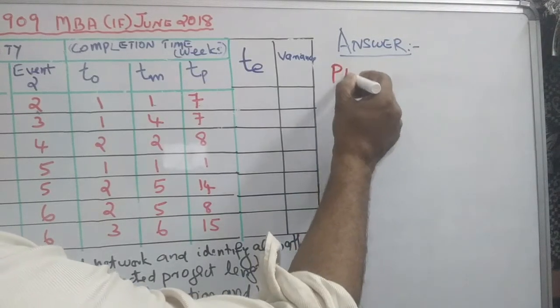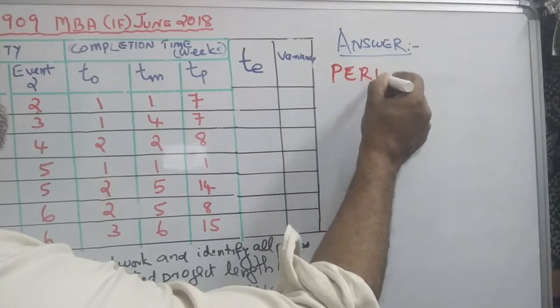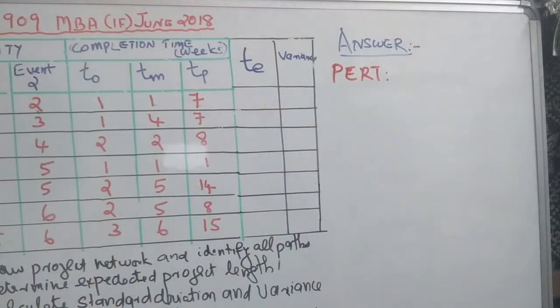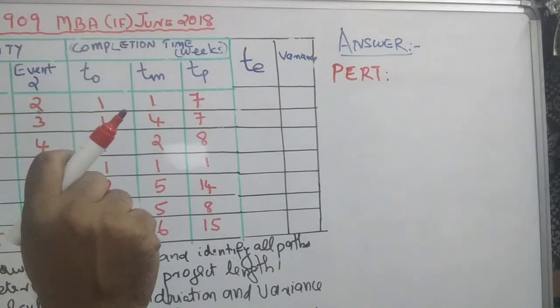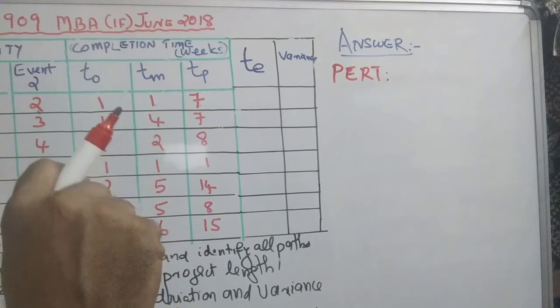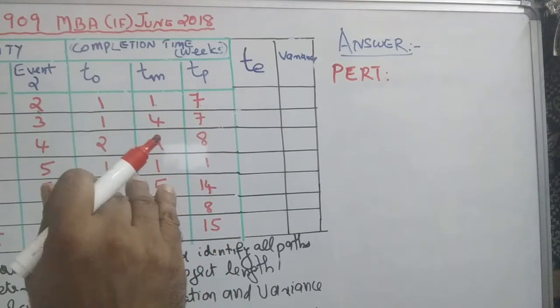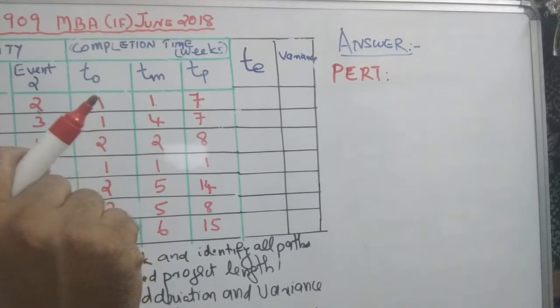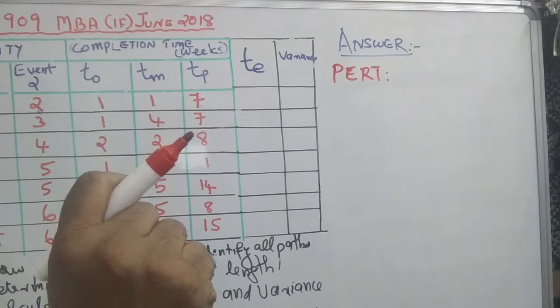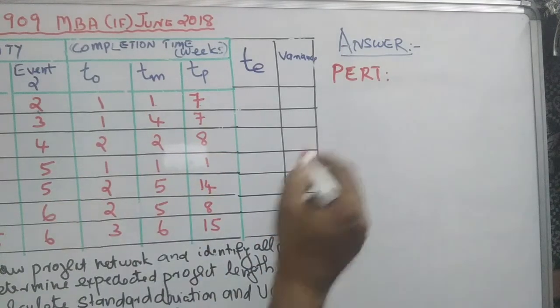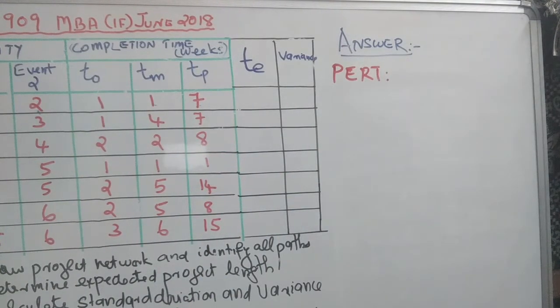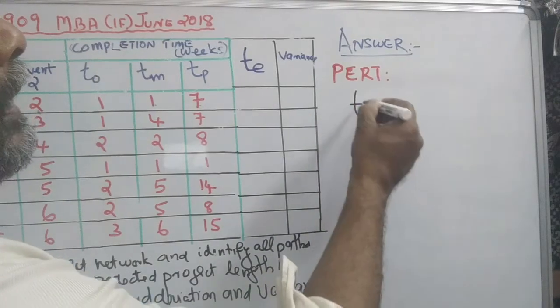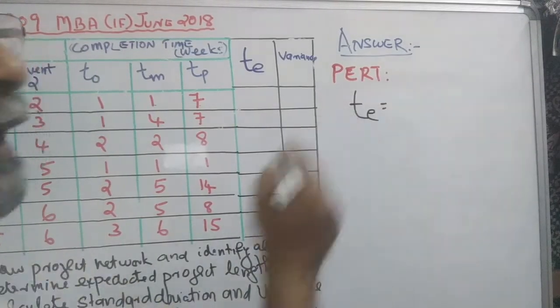This is a PERT problem we are going to answer. The first thing we have to understand is that it's a PERT problem, program evaluation review technique. It has 3 different time elements for a project: optimistic time, that is the smallest time; average time, most likely; and pessimistic time. There are 3 time elements. The first step of answering is calculating the expected time. Using the 3 values, we calculate the expected time TE.